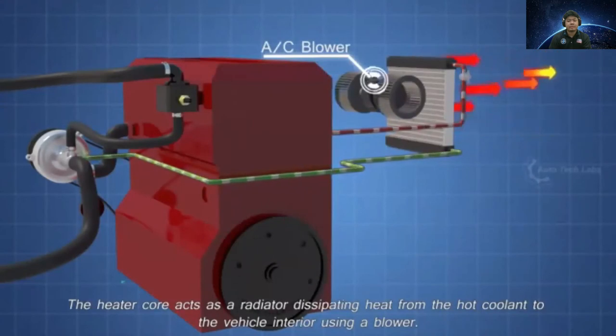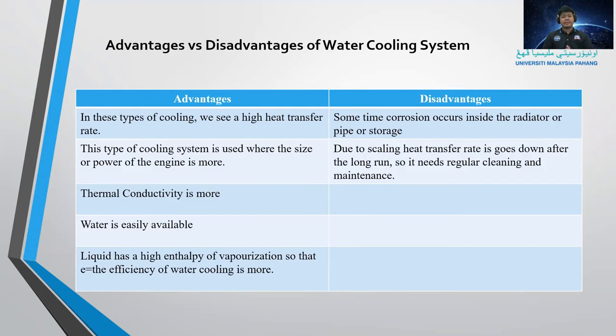The heater core acts as a radiator, dispatching heat from the hot coolant to the vehicle interior using a blower, the aircon blower here. So this is the slide that shows the advantages versus disadvantages of the water cooling system. First, I will explain the advantages of the water cooling system. The first point is that in this type of cooling, we see a high heat transfer rate.